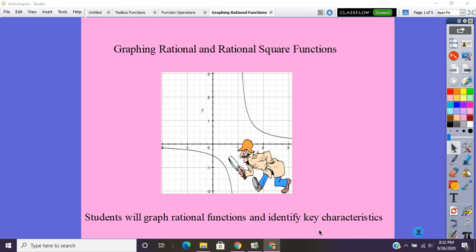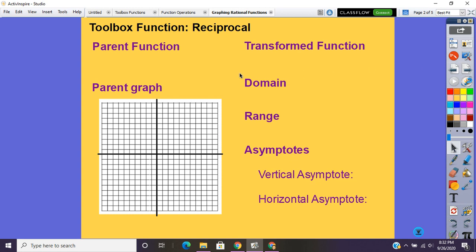Hey, Miss O'Halloran here again, and we're going to finish up talking about our toolbox functions. So today we're going to talk about our rational and rational square functions. And we're going to have to identify those same characteristics to graph it that we did on the previous toolbox functions. Let's get to the first one.